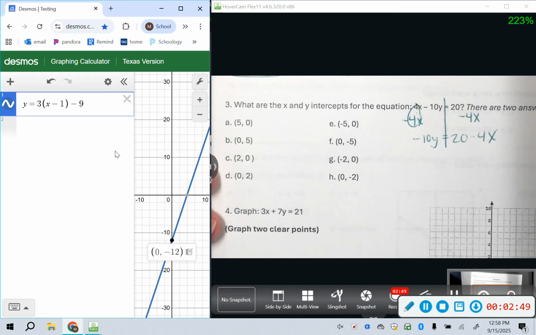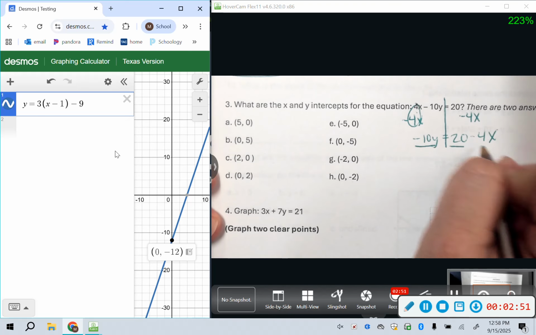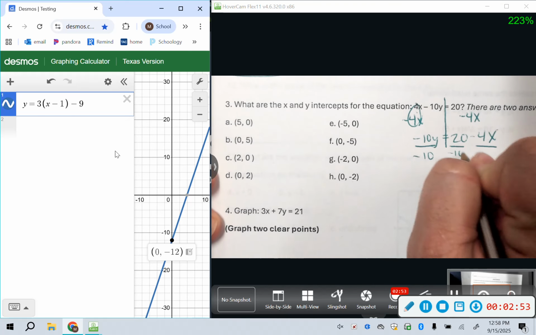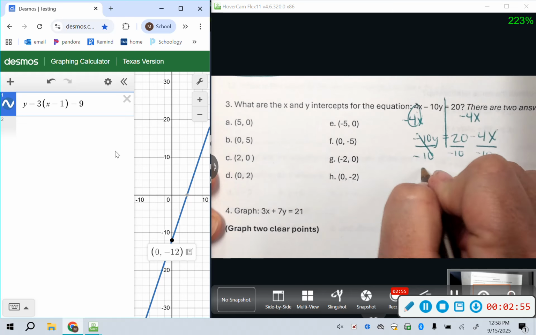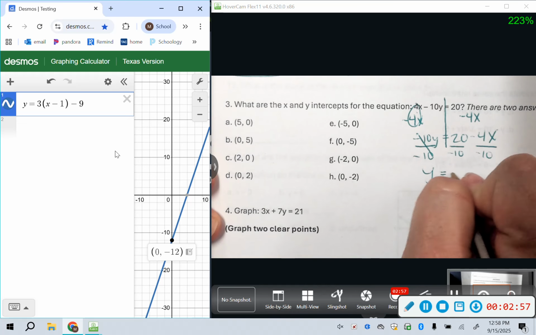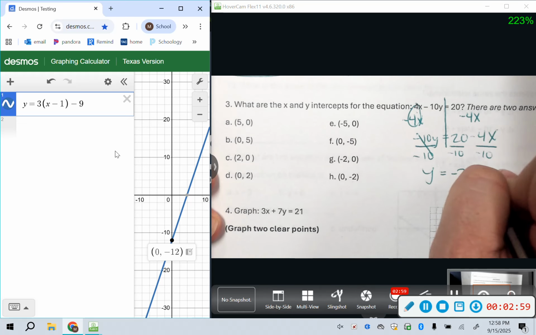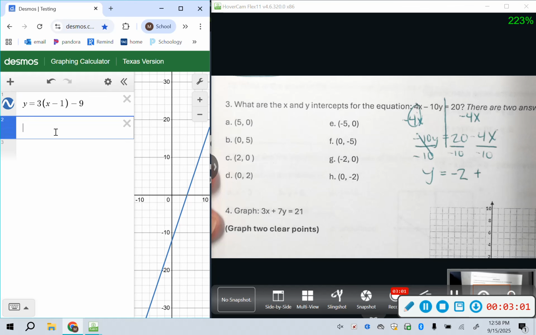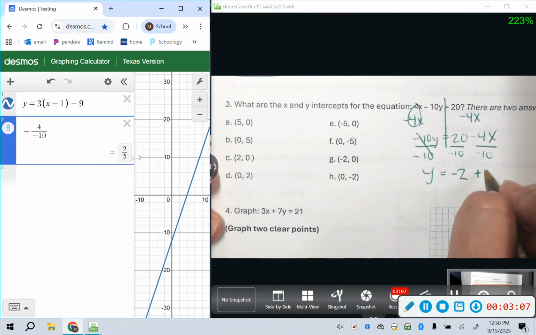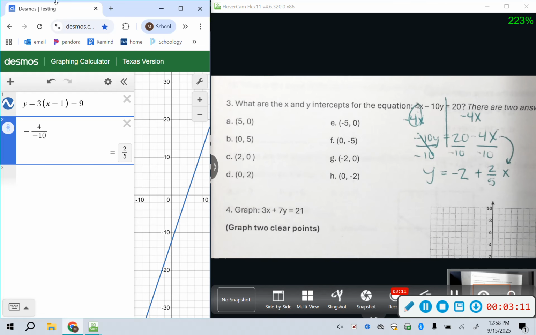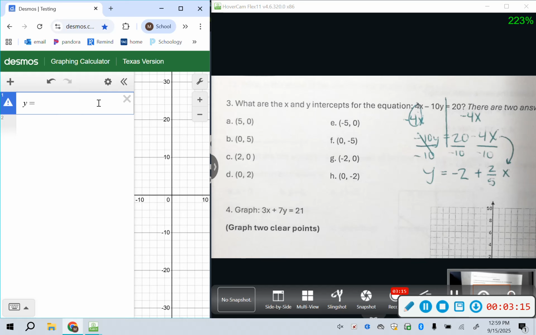So now we divide by what's in front of y. So divide everything by negative 10. And that leaves me with y equals, that gives me positive 2. 2 negatives makes a positive. And if you struggle with this, negative 4 divided by negative 10, no decimal, it is 2/5. Don't forget to bring down your x. So I'm going to type this in my calculator. Y equals negative 2.